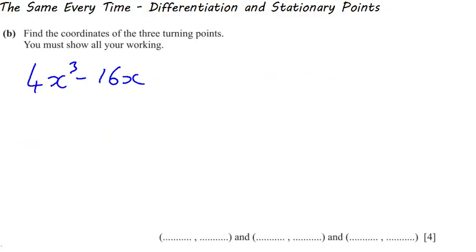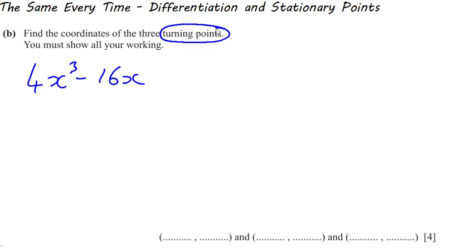So part B. This is 4 marks. Find the coordinates of the 3 turning points. You must show all your working. Well, by this time, if you've watched all the other videos in this particular series, you will know what to do here. The 3 turning points, as soon as we see these words, turning points or stationary points, that's the clue about what we have to do.